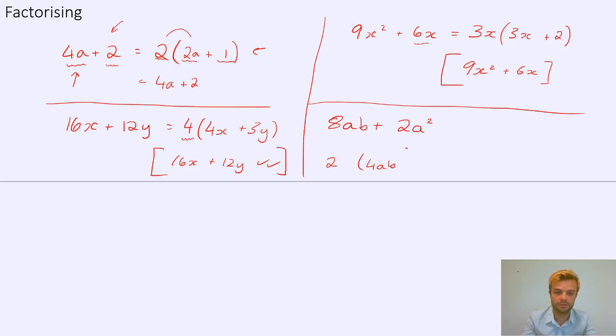And what do I multiply by 2 to get a squared? The answer is just a squared. Sorry, I might have misspoke there. What do I multiply by 2 to get 2a squared? The answer is a squared.